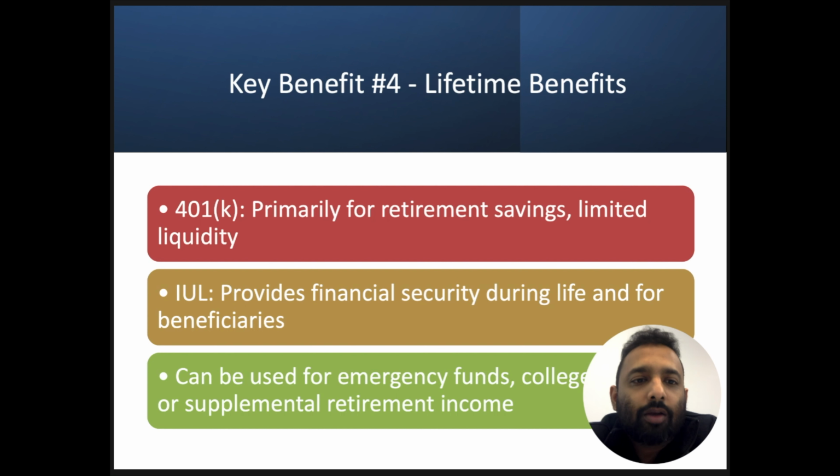Lifetime benefits. 401k is primarily for retirement savings, with limited liquidity, right? IUL provides financial security during life, and for beneficiaries, and can be used as an emergency fund, college fund, or supplemental retirement income, which means 401k is basically for your retirement, not for your protection. If you die, you don't get any money. Whatever you have in your bank, you will get it, but you don't get any extra money. But IUL comes with an insurance amount, face amount. So if you die, then your beneficiary will get that, right? So your family will be safer.